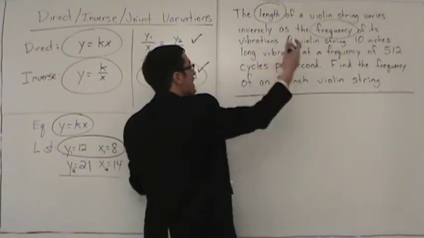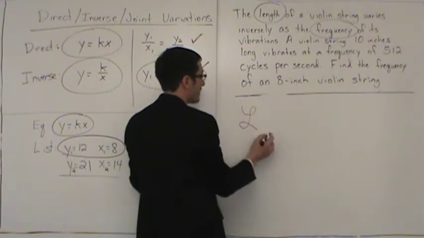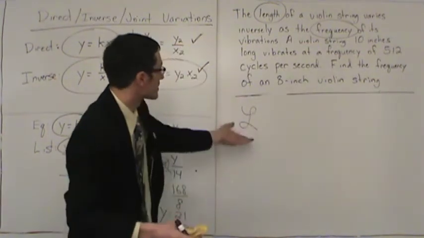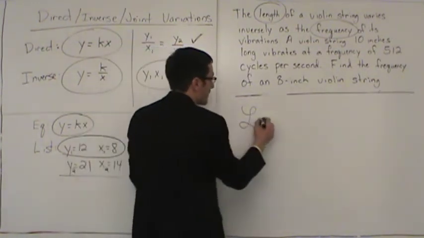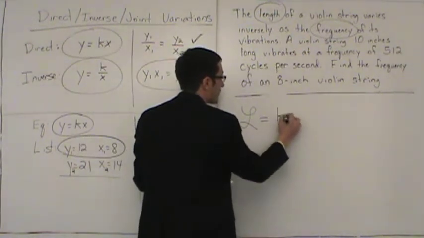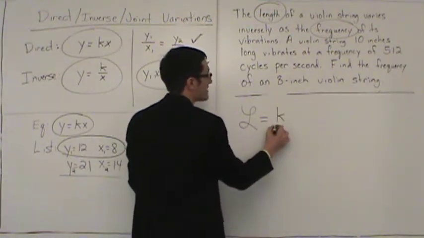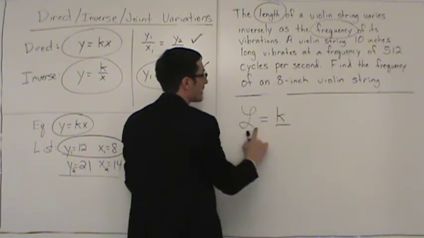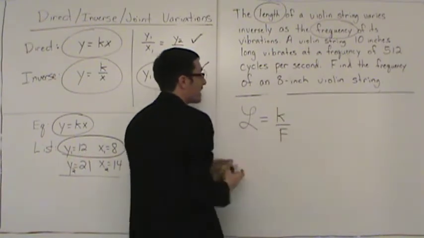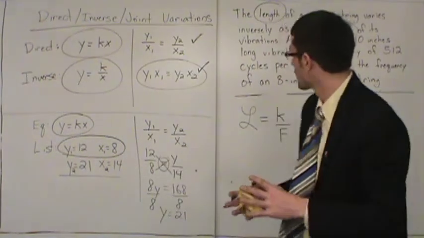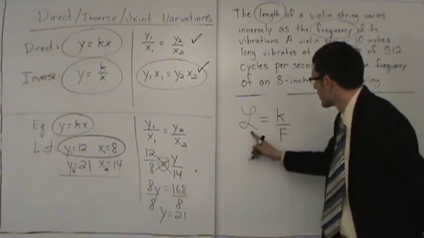Do you see an equation? Yes, let's write the equation. Length, L. Okay, this is how I write my L's. It's a fancy looking L. Length varies, so K, don't forget your K. Length varies inversely, means put it where? Put it on the bottom. Length varies inversely as frequency. So this is L equals K over F.